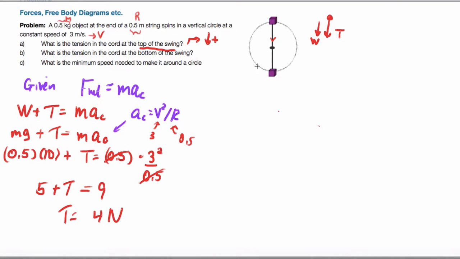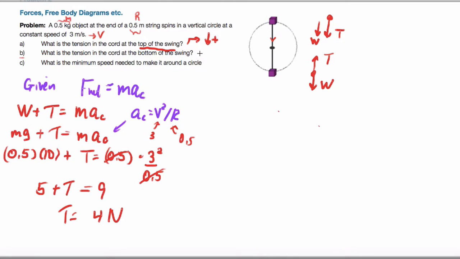All right, now let's take a look and get the tension at the bottom of the swing. So at the bottom of the swing, we're going to have the tension pulling up and the weight pulling down. This is part B that we're doing. A lot of the information stays the same.